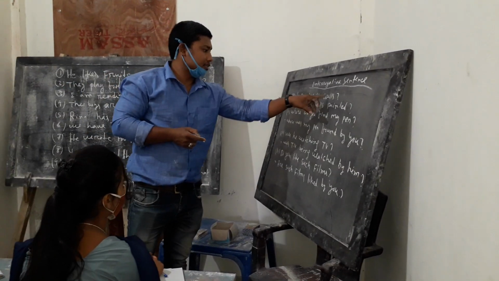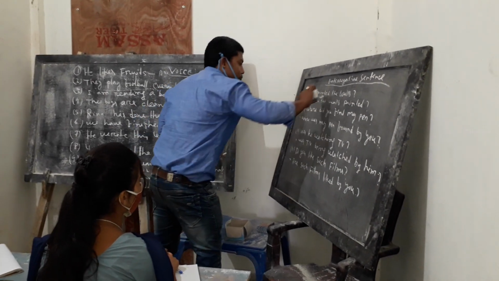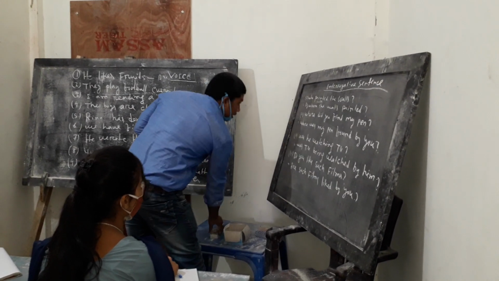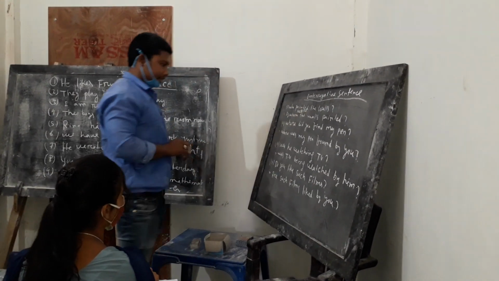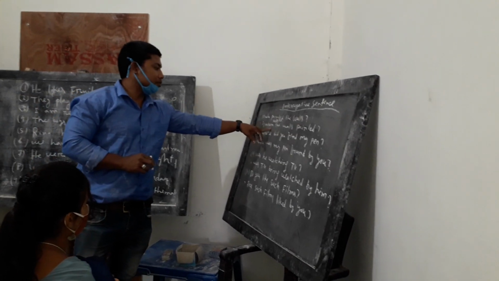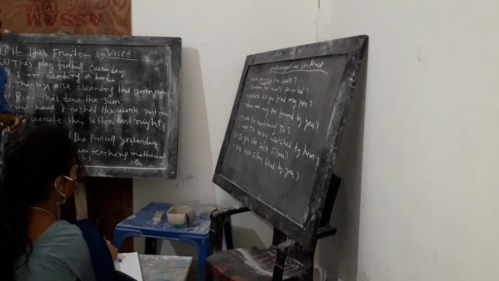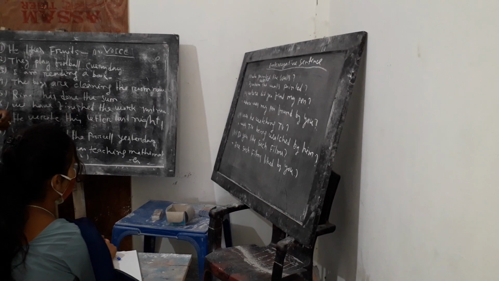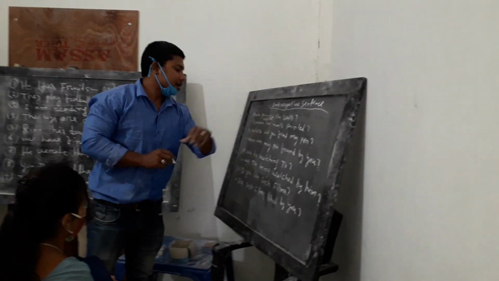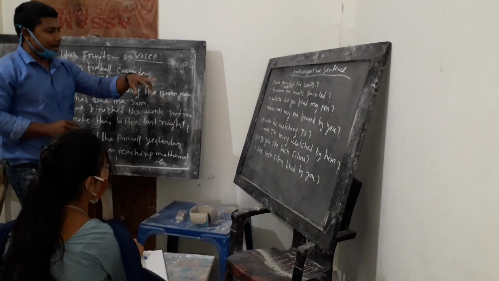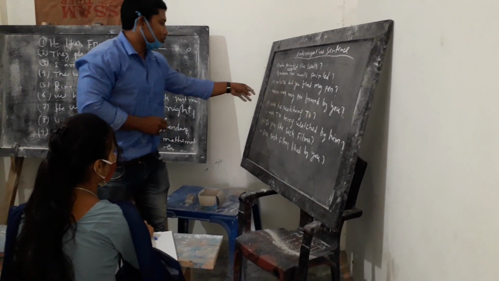So what is the object here? The walls. After the walls, which is plural, we have to write were: by whom were the walls painted. So this is the passive voice of who painted the walls. And the second example: where did you find my pen? Where did you find my pen? Here also we have to choose the object. My pen is the object.